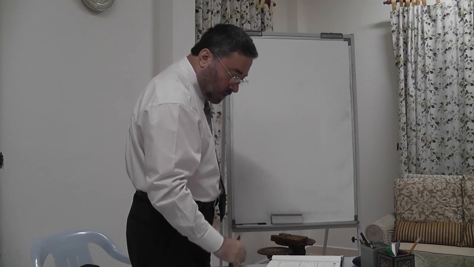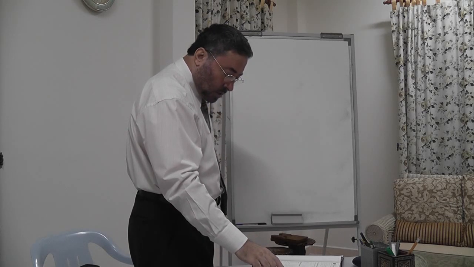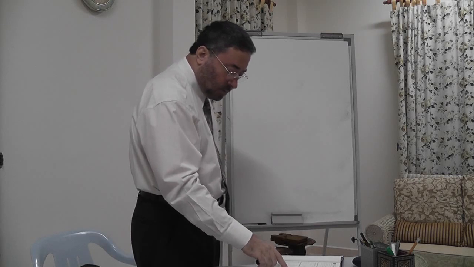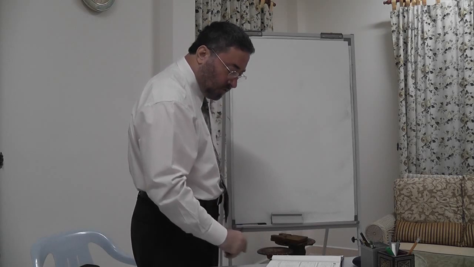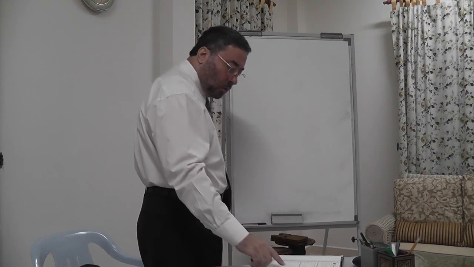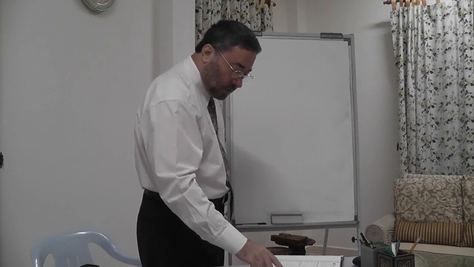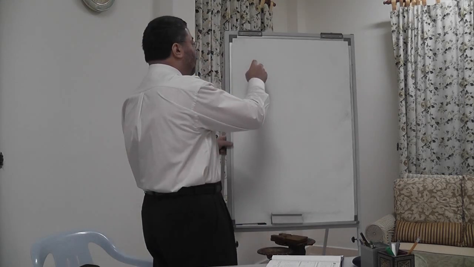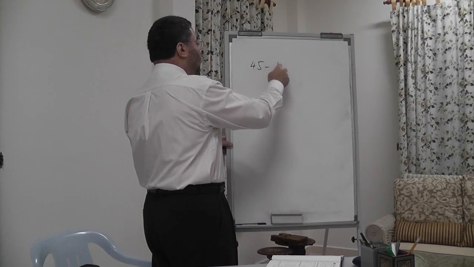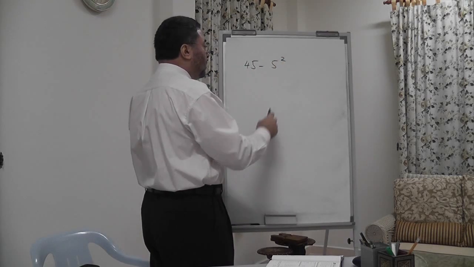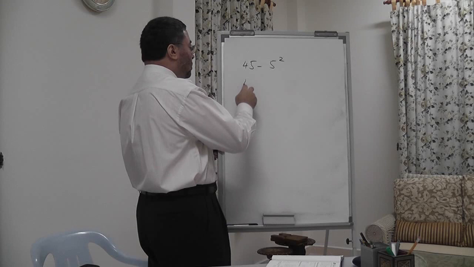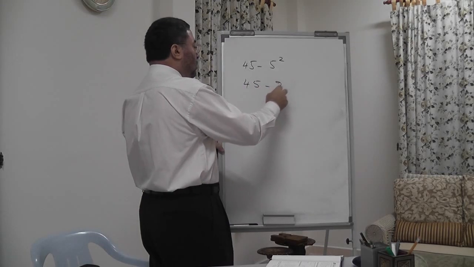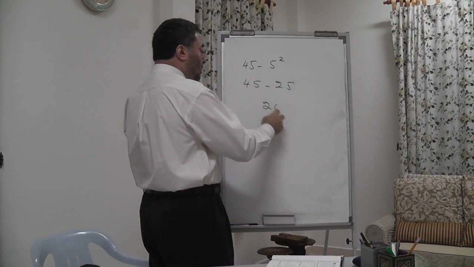Number 12: the numbers are the same as the previous number, but they are a little bit different, just to show you which operation we do first. Here in number 12 we have 45 minus 5 squared. Here we are only squaring the 5, so that will be 45 minus 25, and that will be 20.